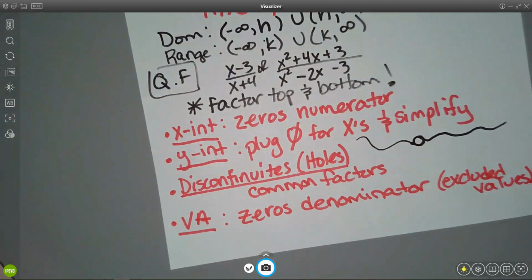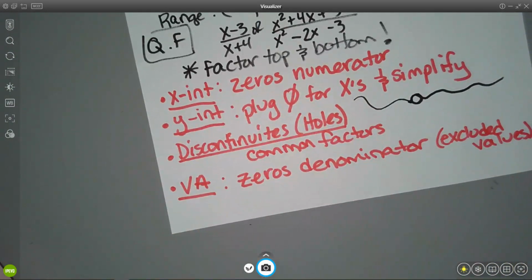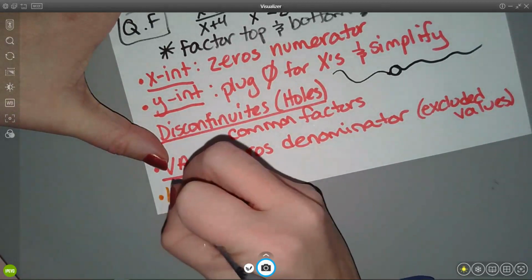Okay. Now, the last thing I want to talk about, I'm going to change up my color here. I'm not sure why. I just feel like changing up. Okay. The last thing I want to talk about are going to be our horizontal asymptotes.